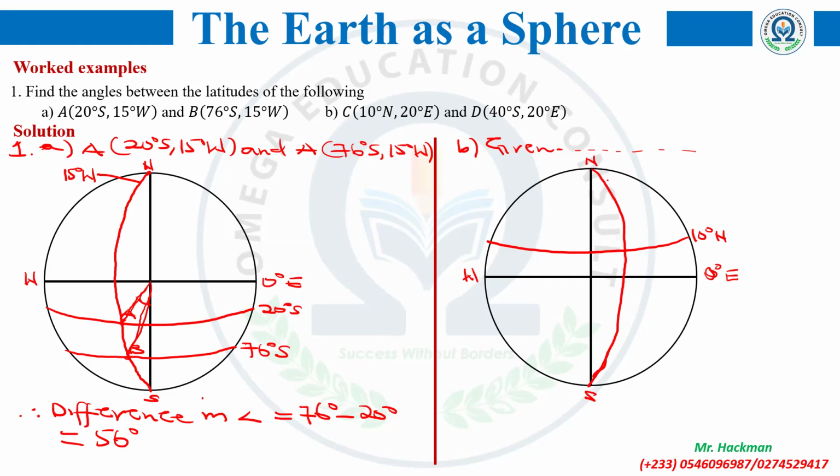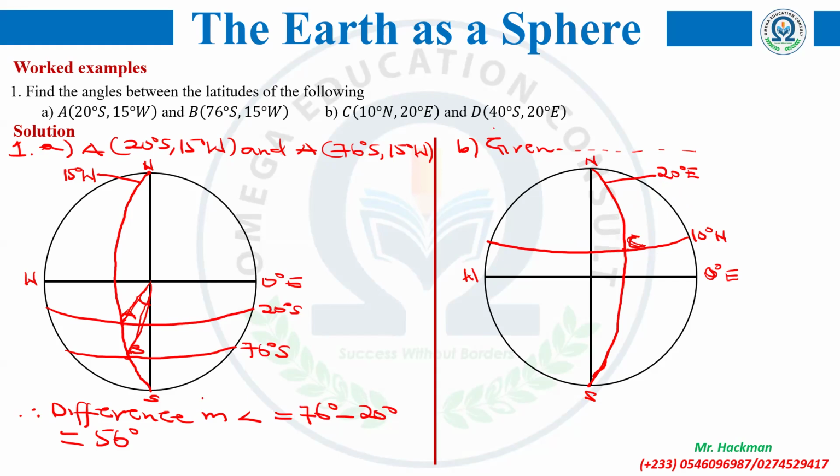So now what do we have? You move, this is your 20 degrees east longitude. Where the latitude 10 degrees north and the 20 degrees east longitude meet, that's where your point C is going to be. All correct, my professors?